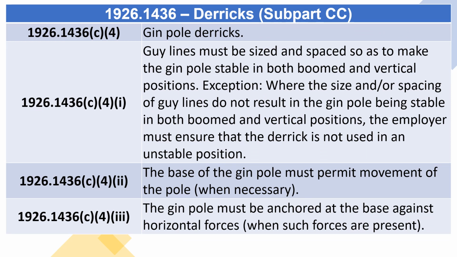1926.1436(c)(4). Gin pole derricks. 1926.1436(c)(4)(i) through (c)(4)(iii). Guy lines must be sized and spaced so as to make the gin pole stable in both boomed and vertical positions. Exception: where the size and/or spacing of guy lines do not result in the gin pole being stable in both boomed and vertical positions, the employer must ensure that the derrick is not used in an unstable position.